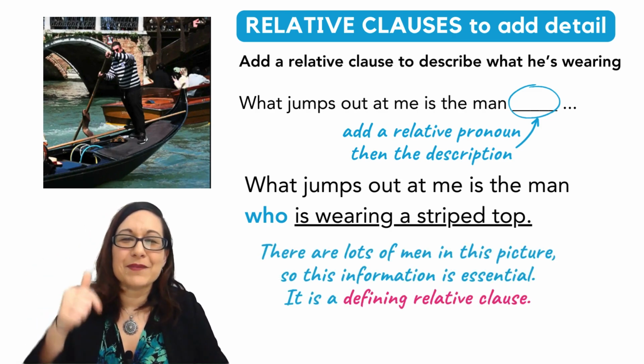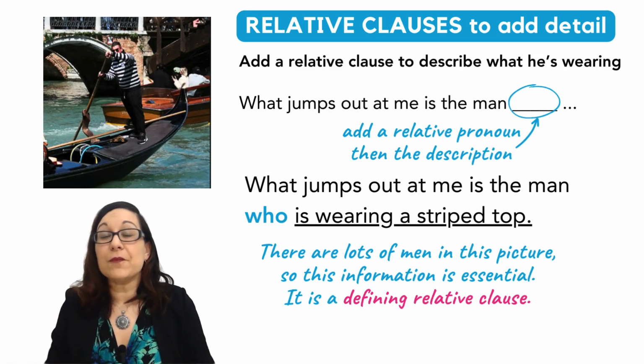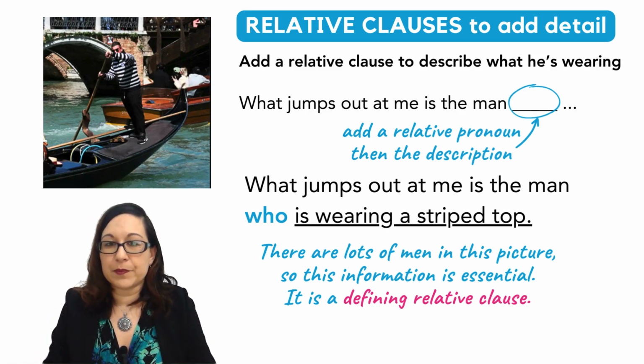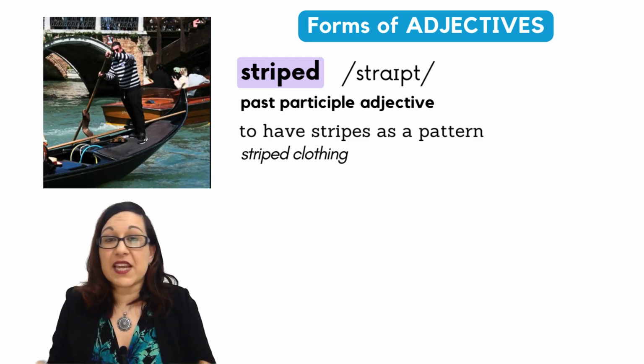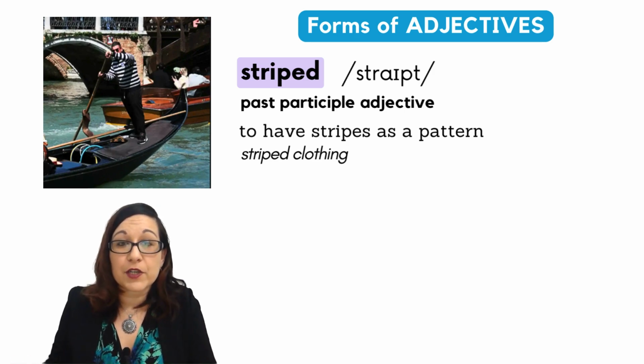Yeah, that's the guy that I'm talking about. You know, that one in the striped top, to make it really clear to other people. Now, striped is an adjective. It comes from the verb to stripe something. So it's the past participle.